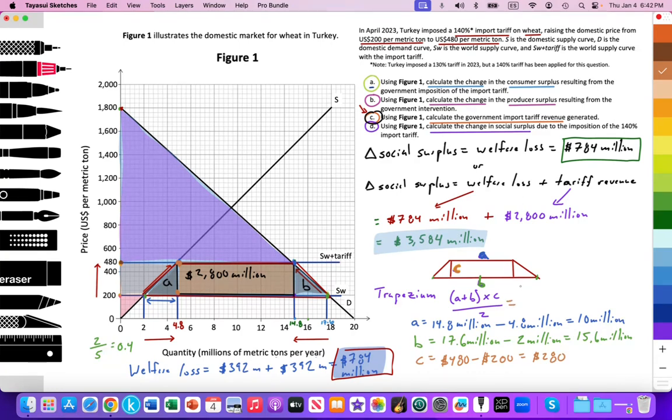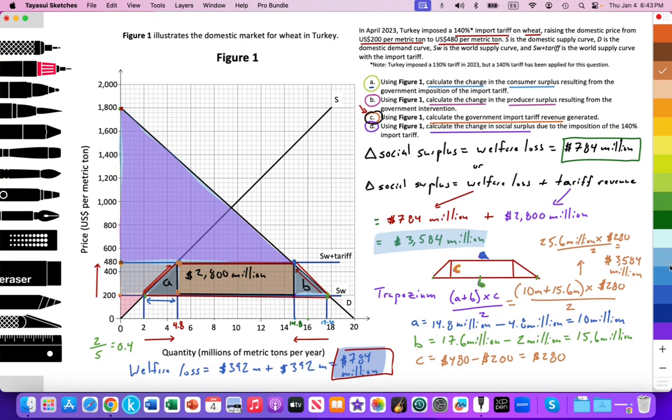Great, so I have all of that, which I can then plug into this formula. So this is going to equal, A is 10 million, I'll put 10m for million, plus 15.6m for million, times 280, and divide that all by 2. That works out to 25.6 million times, again, 280, divided by 2, and that equals 3,584 million.